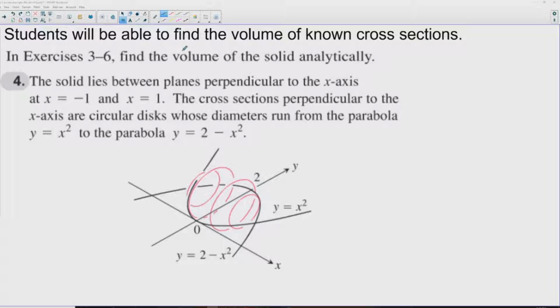Students will be able to find the volume of known cross-sections. So let's try this one. In exercises 3 through 6, find the volume of the solid analytically.